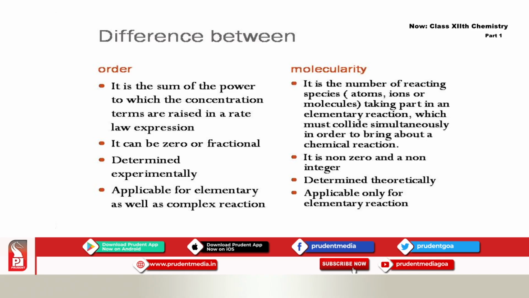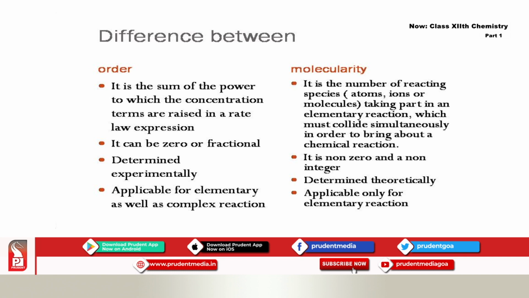And the final point of difference is that order is applicable for elementary as well as complex reactions. You can find out order of a reaction for a simple reaction and also for a complex reaction which has many steps. In a complex reaction which has many steps, the slowest step is known as the rate determining step.